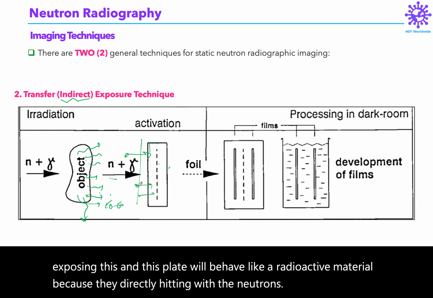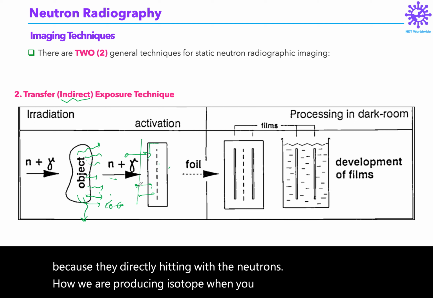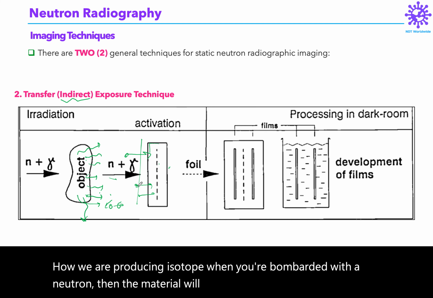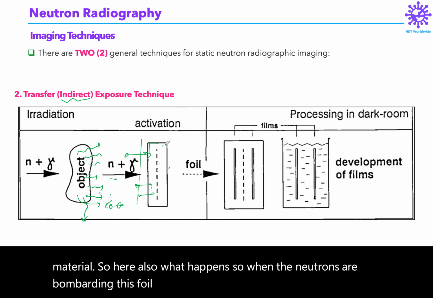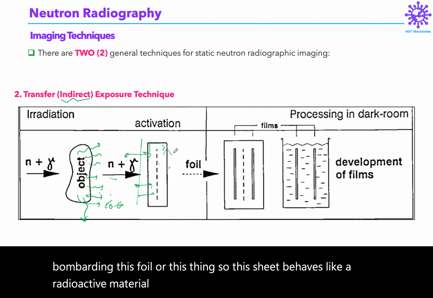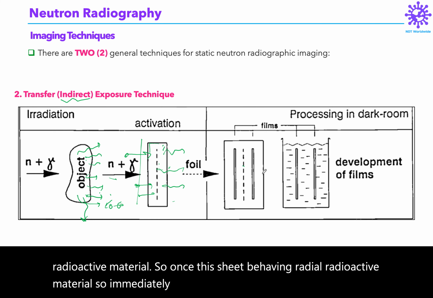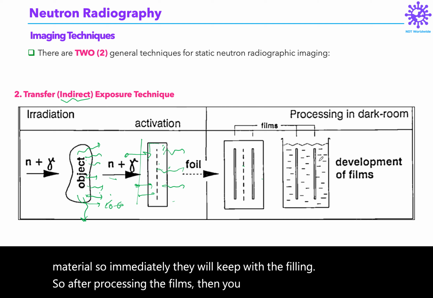How are we producing isotopes? When you bombard a material with neutrons, it is converted into a radioactive material. So here also, when the neutrons are bombarding this foil or thin sheet, this sheet behaves like a radioactive material. Once this sheet is behaving like a radioactive material, immediately they will keep it with the film. After processing the films, you can get a radiograph.